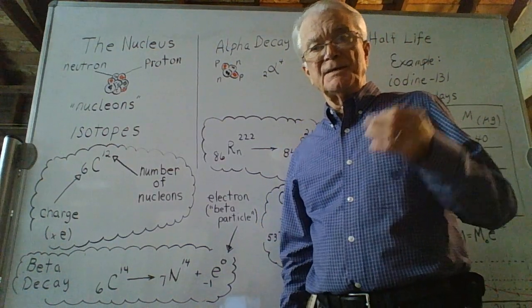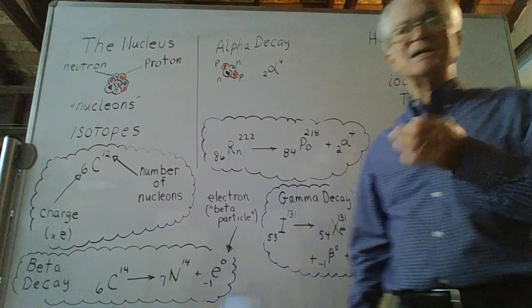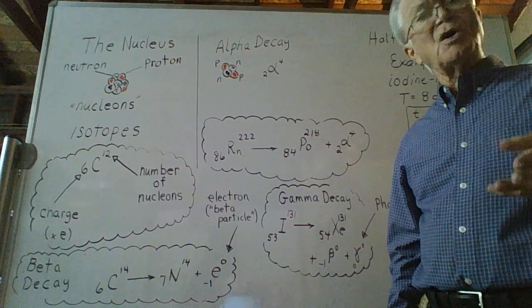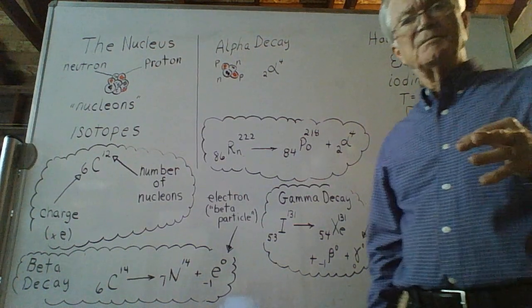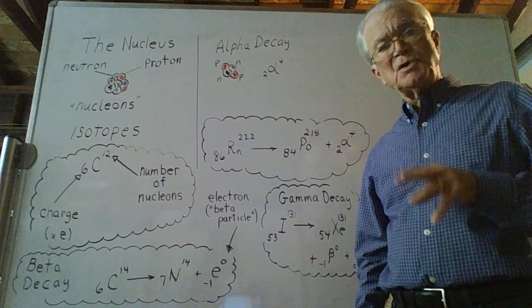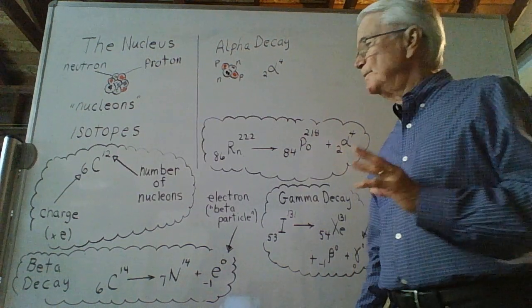In the nucleus's attempt to become more stable, it will emit either energy in the form of electromagnetic energy or one or more particles. And there are different modes of decay, as we call it, different modes by which the nucleus becomes more stable.